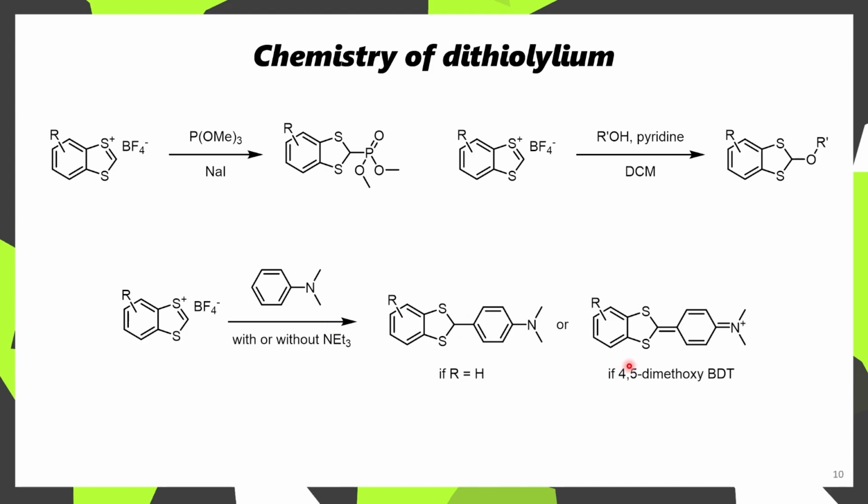However, in my own experience, when you use 4,5-dimethoxy BDT, instead of getting the expected benzene derivative, you end up having this quinone iminium type species. This is likely due to the electron donating nature of the two methoxy groups. This isn't reported, but I wanted to share it with you nonetheless, since we didn't publish it.